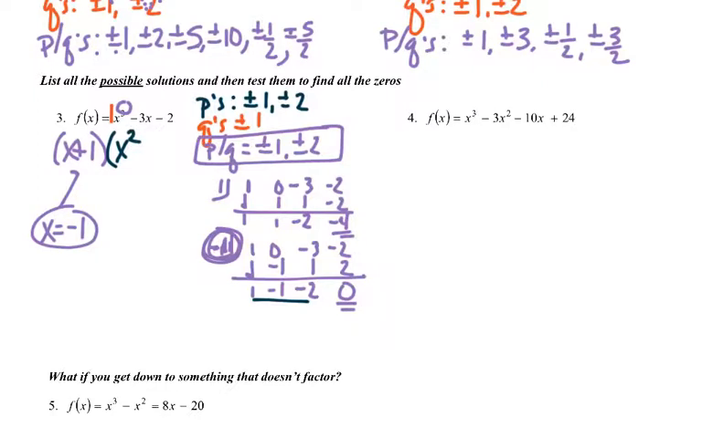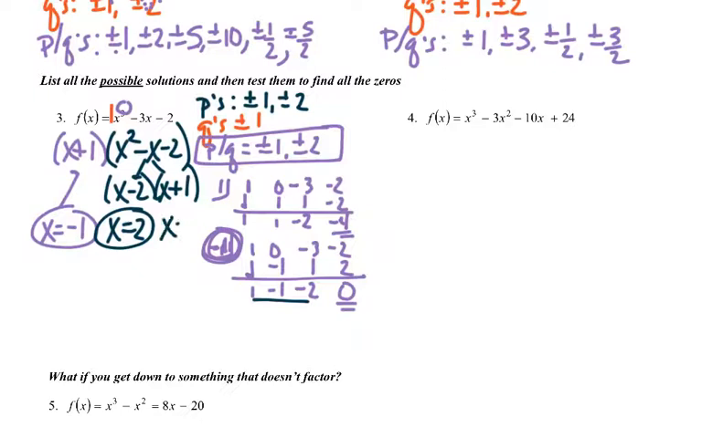I already did the synthetic division, so it's x squared minus x minus 2. That factors as x minus 2, x plus 1, and I can get the remaining zeros of 2 and negative 1. And so those three are the zeros for that problem. Now you did notice that I had a double zero here. I had negative 1 repeat twice. I'm still going to write that two times.